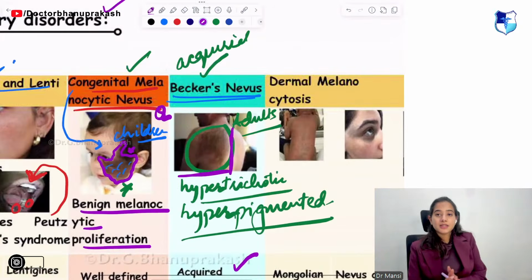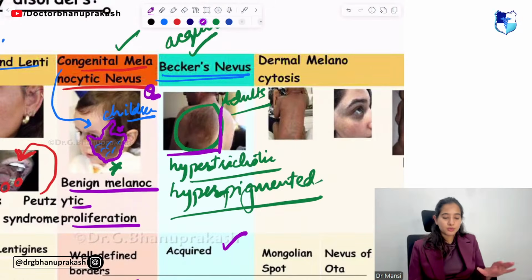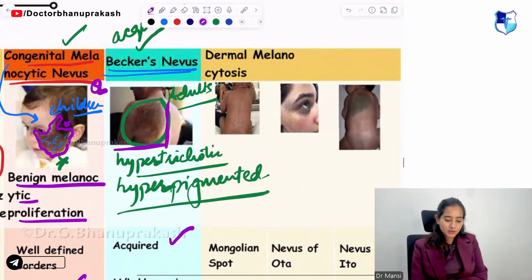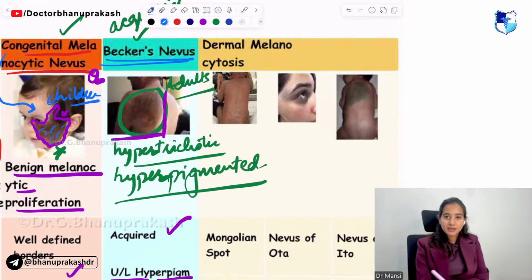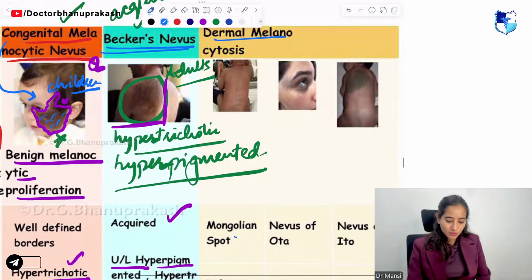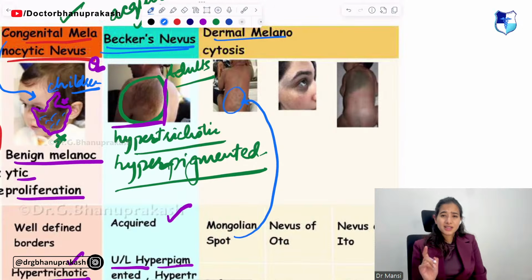So remember, these images have been asked. They are not going to ask you the whole details, but you should be able to make a spot diagnosis of the conditions which I have shown here in your pigmentation disorders. Okay. Then we move to dermal melanocytosis. This one is your Mongolian spot on the baby's back. This is the site, and they have chosen these images only.